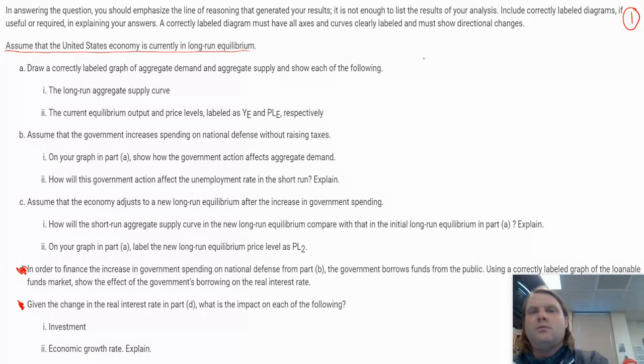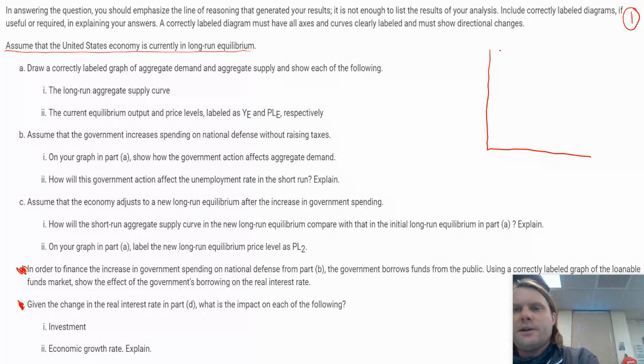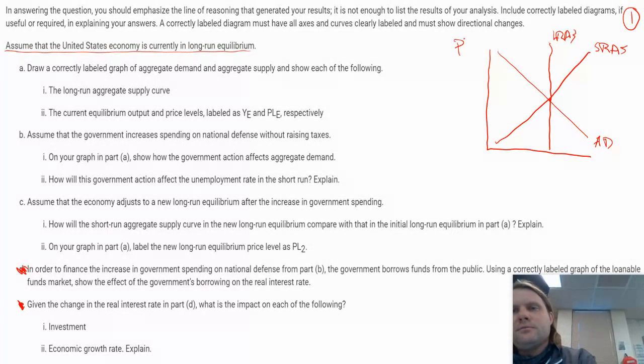If you remember, long run equilibrium is when all three of our lines intersect each other. I'm going to draw this the best that I can. I'm going to make sure I label stuff. Aggregate demand, short run aggregate supply, and my long run aggregate supply. They should all be intersecting there. Okay, so this is my price level axis, and this is my real GDP axis.